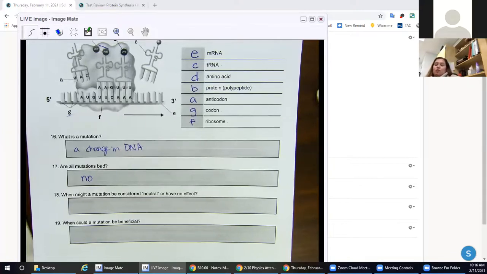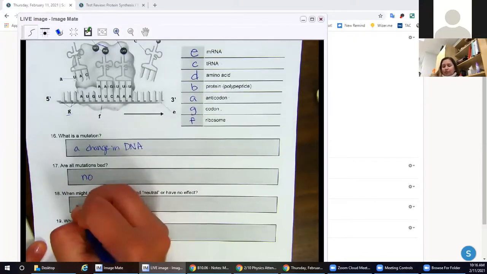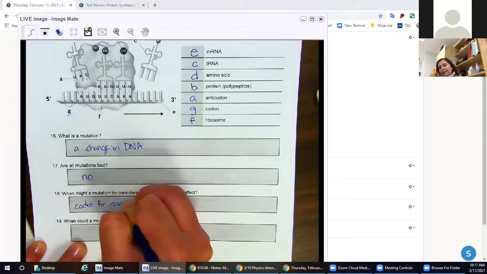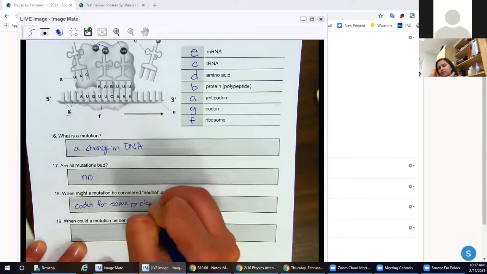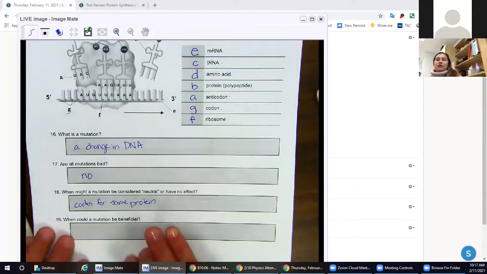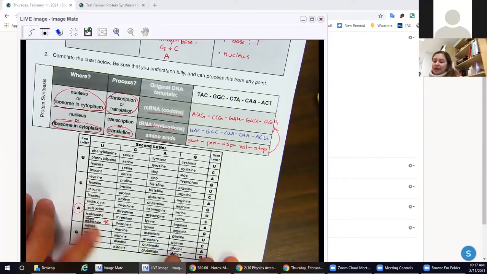Number 18, when might a mutation be considered neutral or have no effect? Whenever that change is going to code for the same protein. So if you change a base by substitution and it still gives you the same amino acid, you're still going to get the same protein. Let me give you an example.